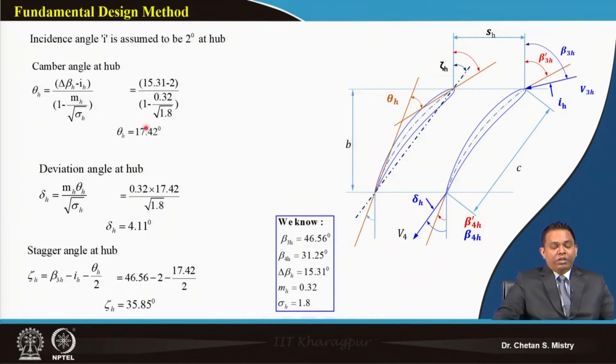So if we put this in, my camber angle at the hub is coming 17.42, my deviation angle is 4.11, and my stagger angle is coming 35.85 degree. Okay. You can cross verify this when you do your pen and paper calculation, that will give you the idea for the calculation.